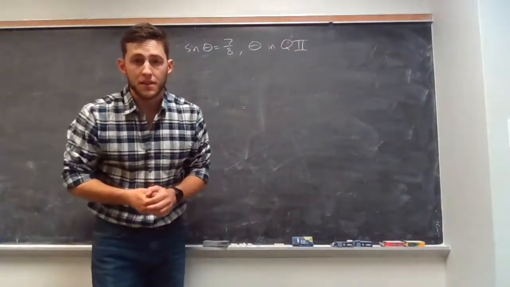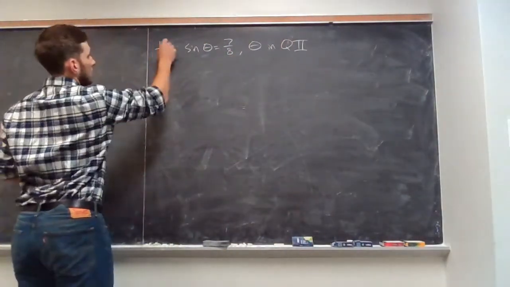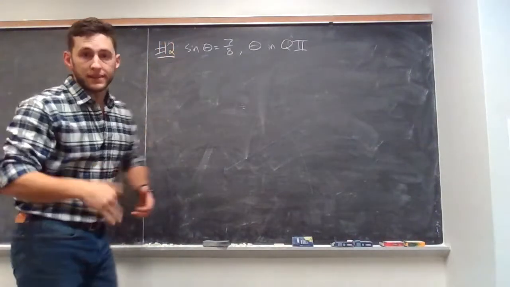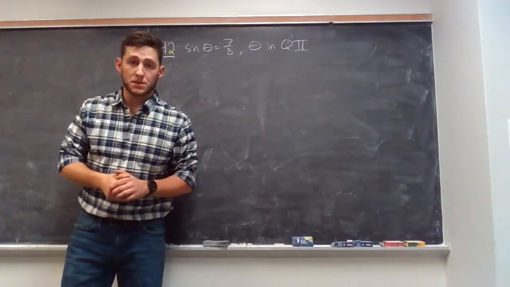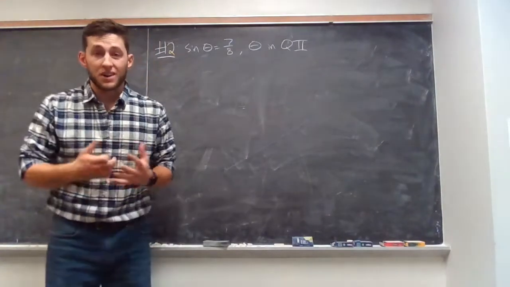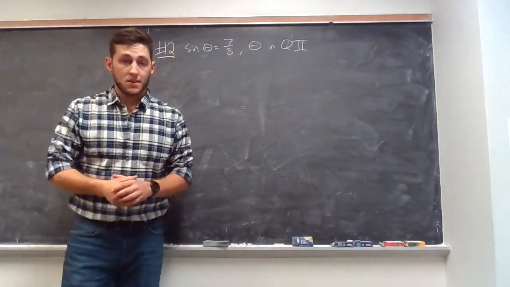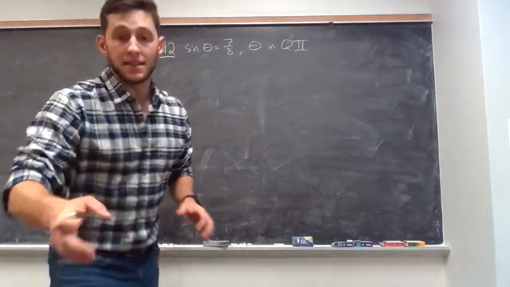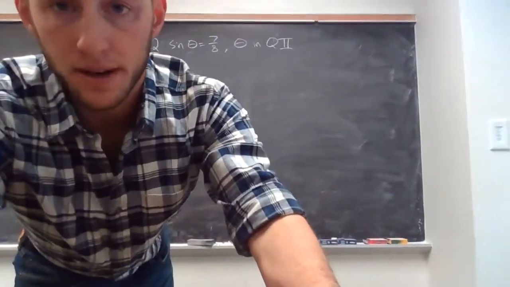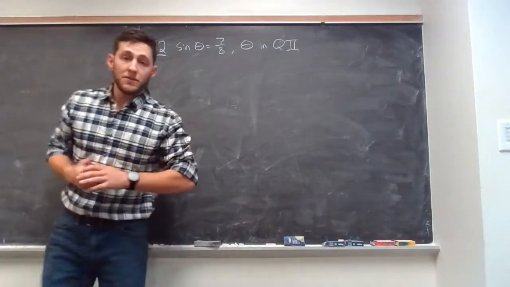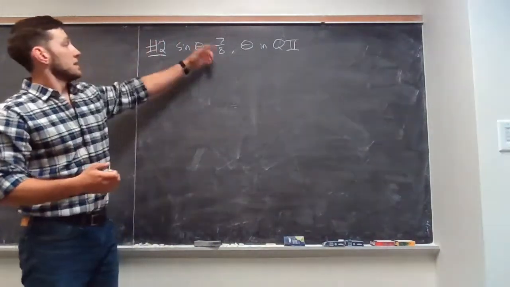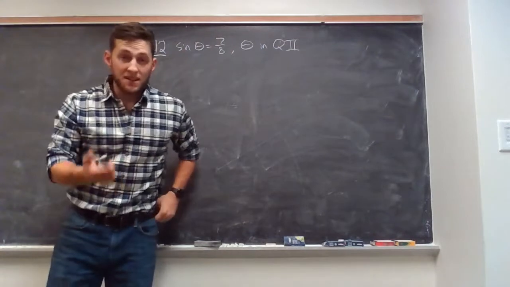All right, so for this problem, this is number 2. We're given that sine of theta is 7 over 8, and that theta is in quadrant 2. Now you're asked to find all the other trig functions. So that's what we're going to be doing in this problem. Let me straighten that up real quick. There we go.